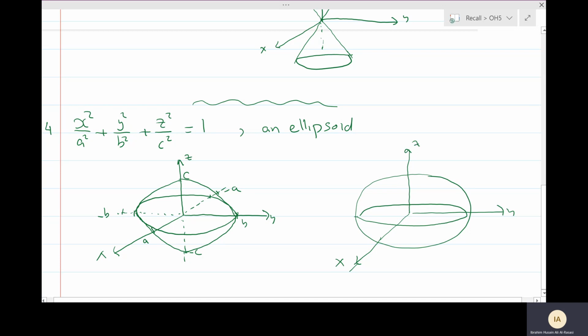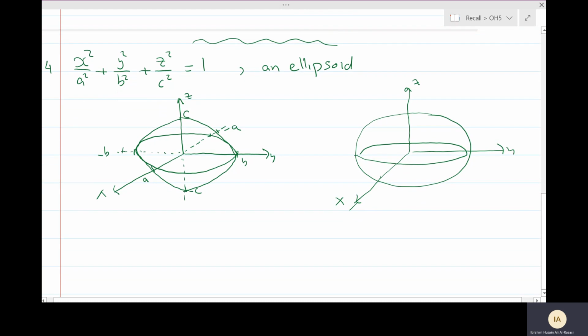This is an ellipsoid, so it is like a sphere. If a and b and c are the same, you get a sphere. If they are different, you get an ellipsoid. So this is the graph of the fourth one. It is like the relation between a circle and an ellipse; here in three-dimensional space, it is the relation between a sphere and an ellipsoid. This is number 4.